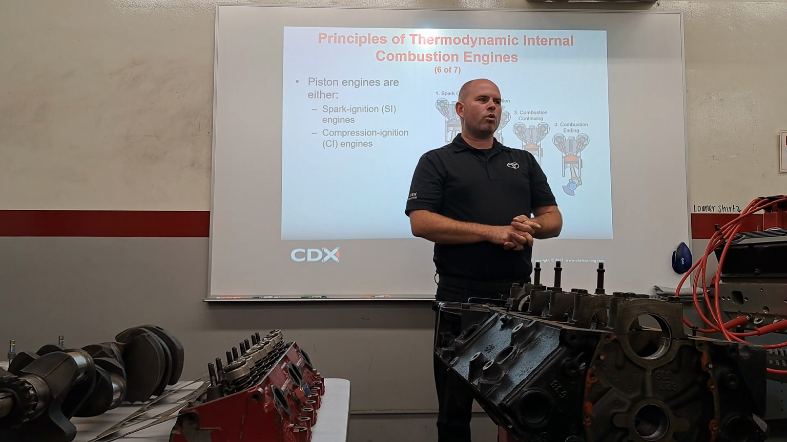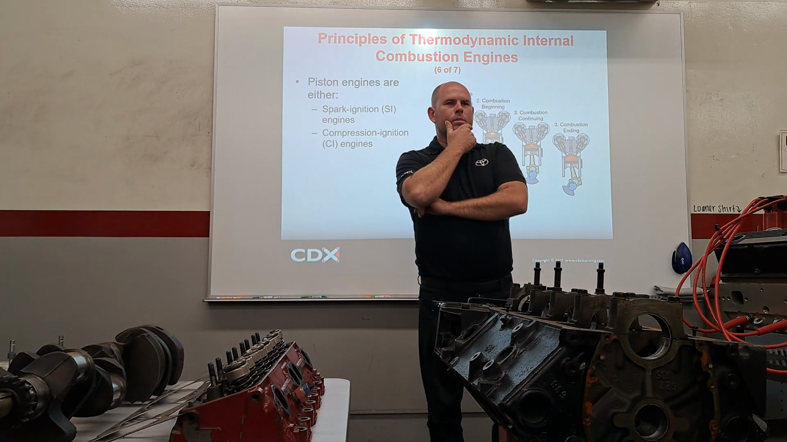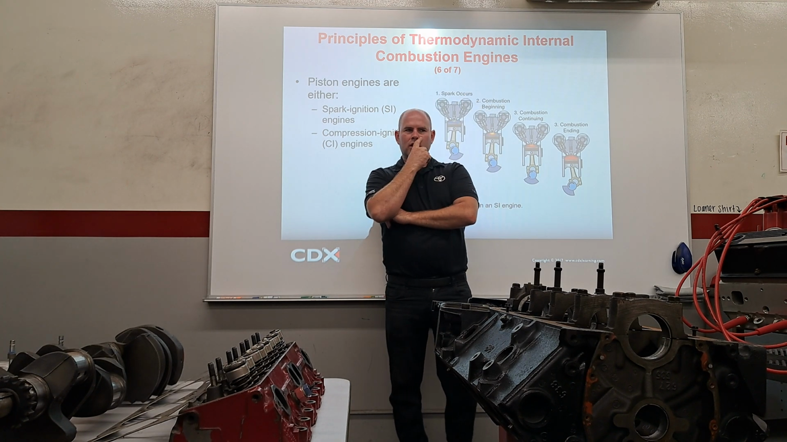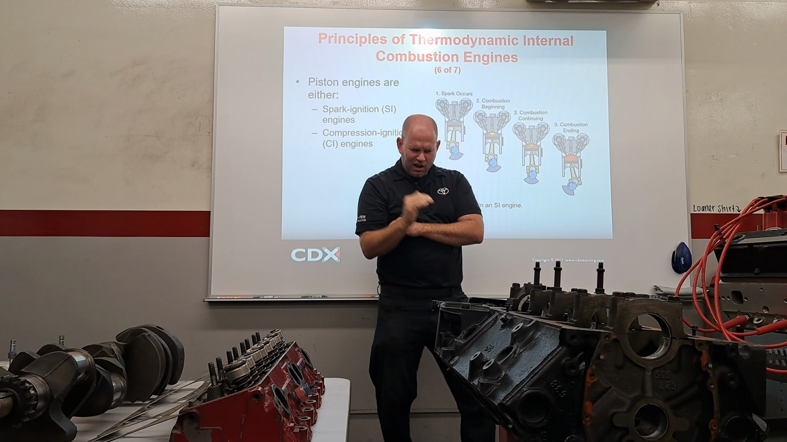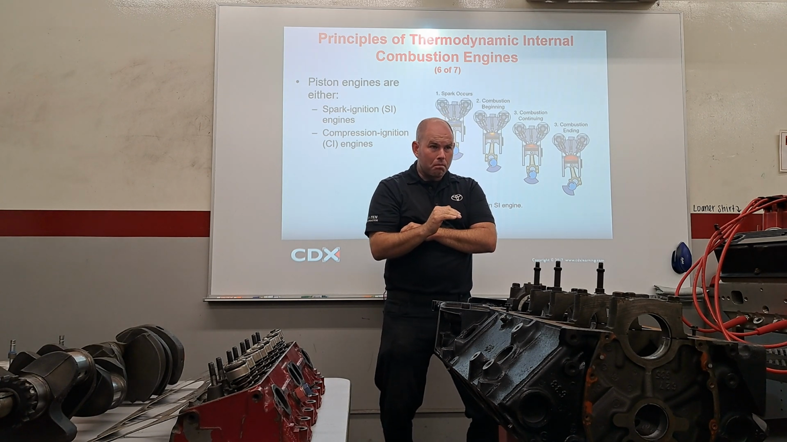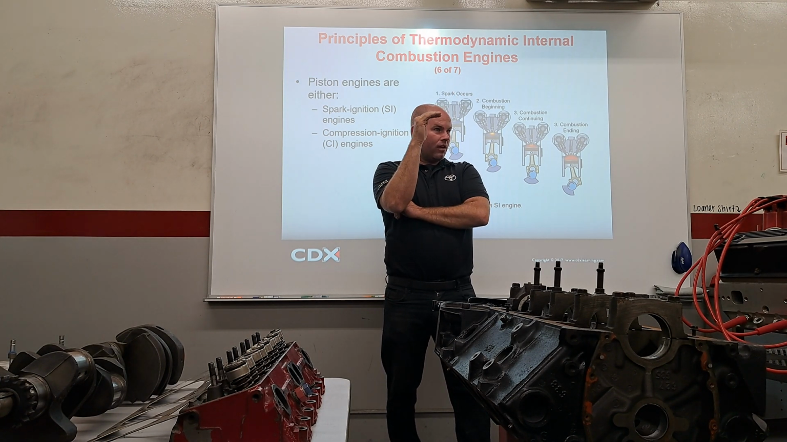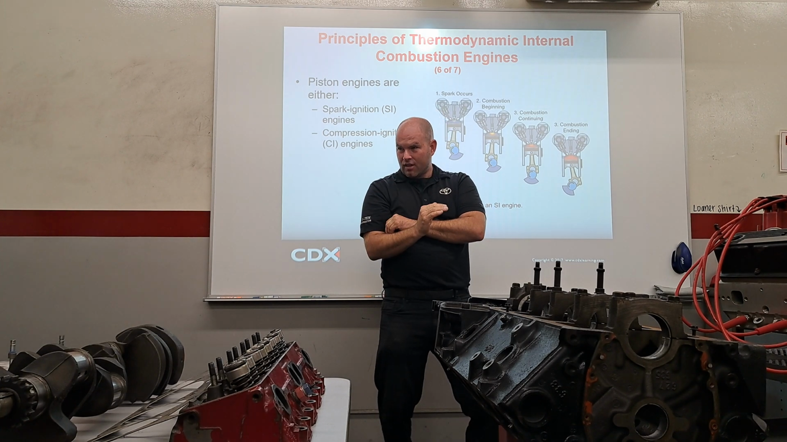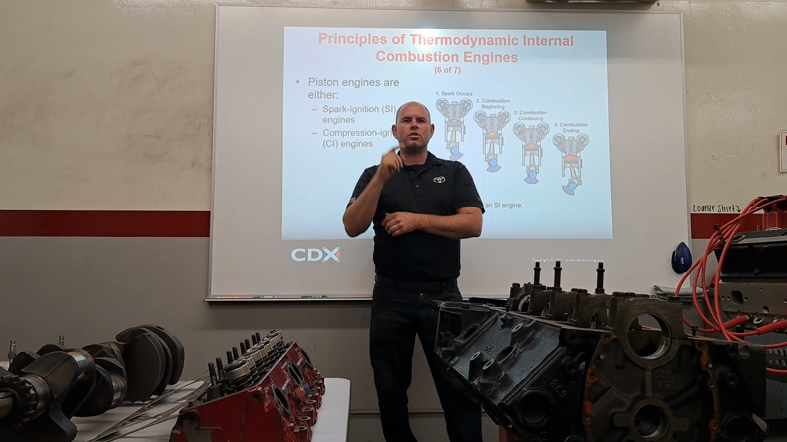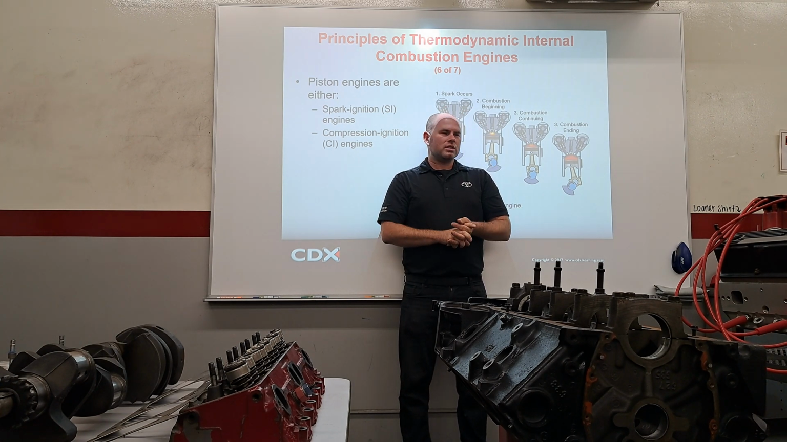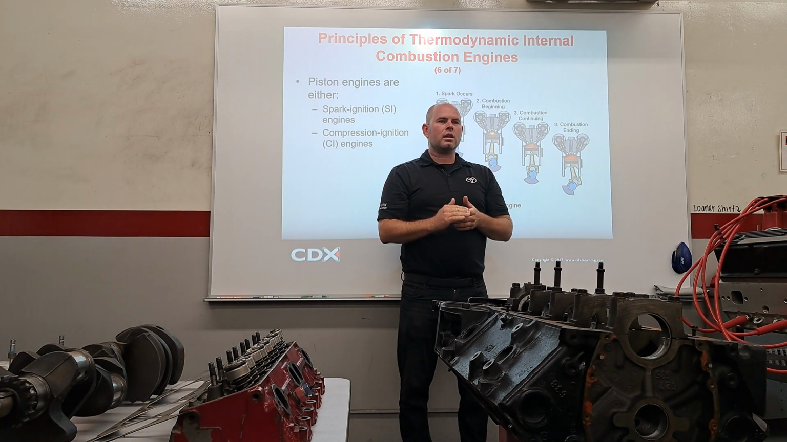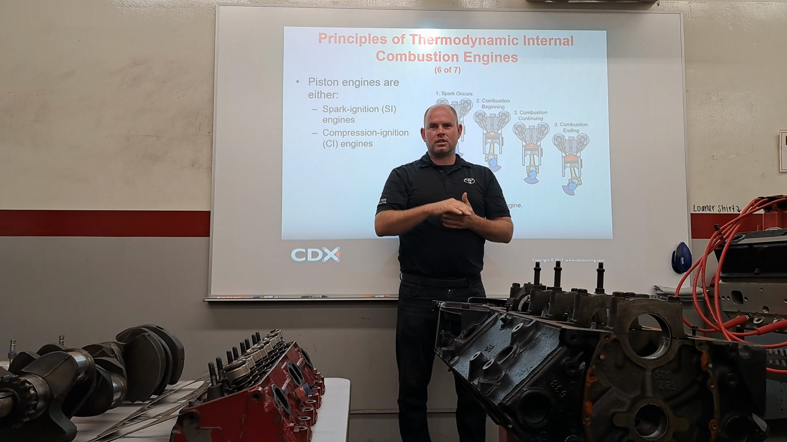4-stroke, think about this. To complete the 4 strokes, how many times do you have to turn the crankshaft? Intake turns it a half. Compression turns it a half. Power turns it a half. And then exhaust turns a half. 2 times, which is called 720 degrees. So if I say 720 degree cycle, y'all know what I'm talking about now. 720 degree cycle is intake, compression, power, exhaust. The crankshaft went 2 times.